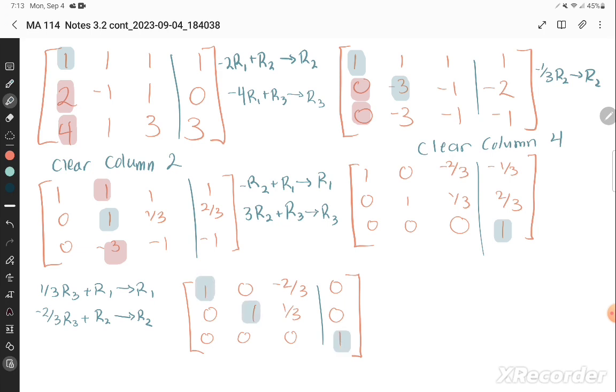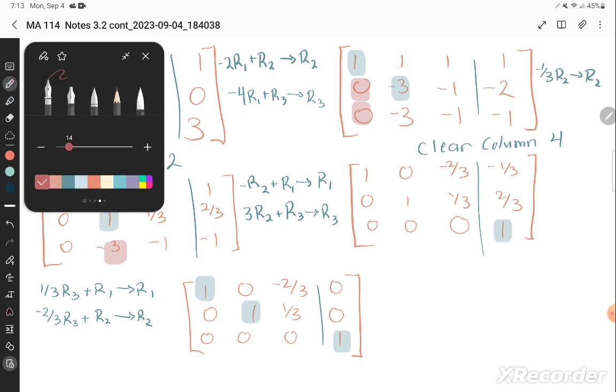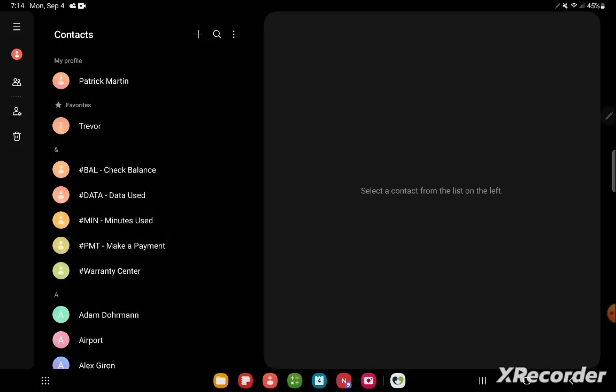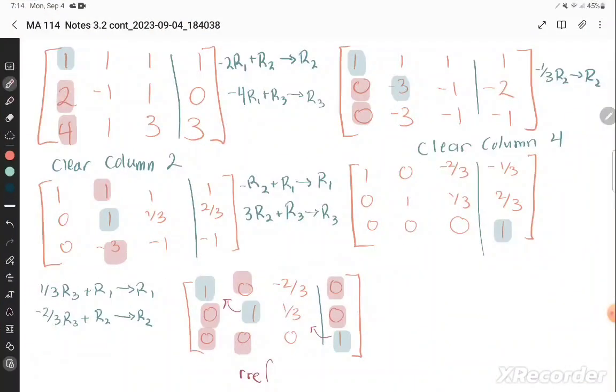I've got my leading entries, and my leading entries are all 1. The columns of my leading entries are all clear. And my leading entries are up and to the left of each other. So if I have a leading entry in the row above one of my leading entries, that leading entry is to the left. This is good. This matrix is now in row reduced echelon form. Excellent.